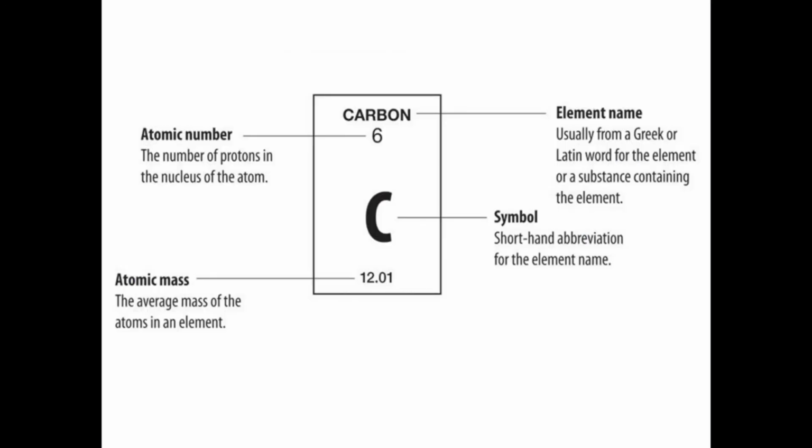While writing the symbol of an element, its atomic number and mass number are also written. For example, see the carbon symbol. It is represented by the letter C. At the top of it, its atomic number should be represented. And below it, its atomic mass should be given.